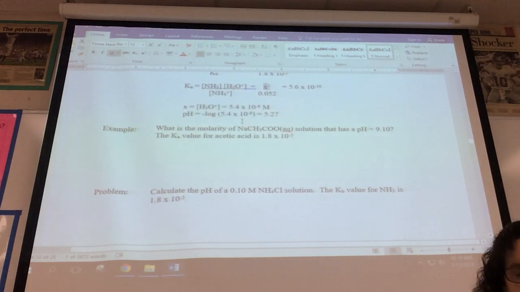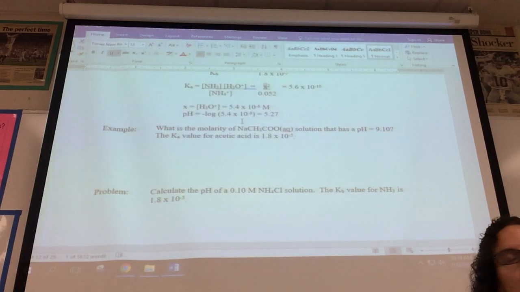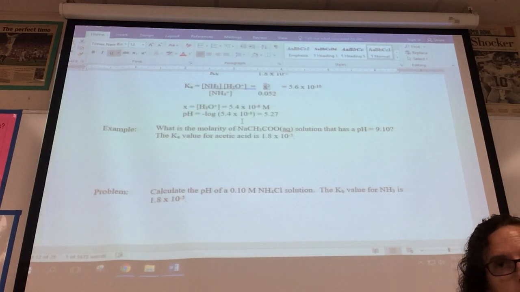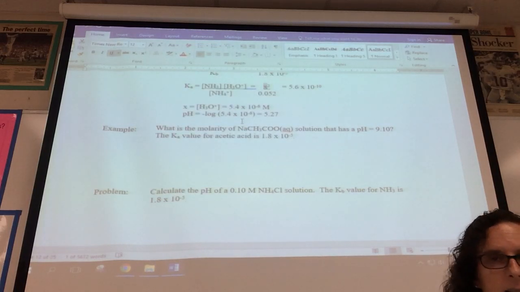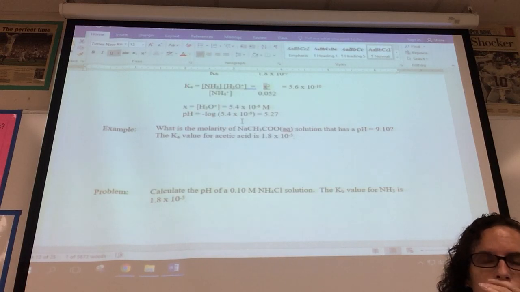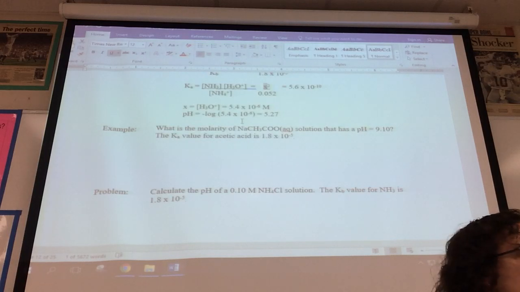Will they ever give you Kw, or is Kw always known? That's a constant. Actually, let me rephrase. Kw is 1 times 10 to the negative 14 at 25 degrees Celsius. If the temperature is altered, Kw can be altered. You'll see a question like that in your practice quiz. But yes, Kw at a specified temperature is a constant. We're going to do the first example together. Is that given to us or do we just know? Given on the formula sheet.